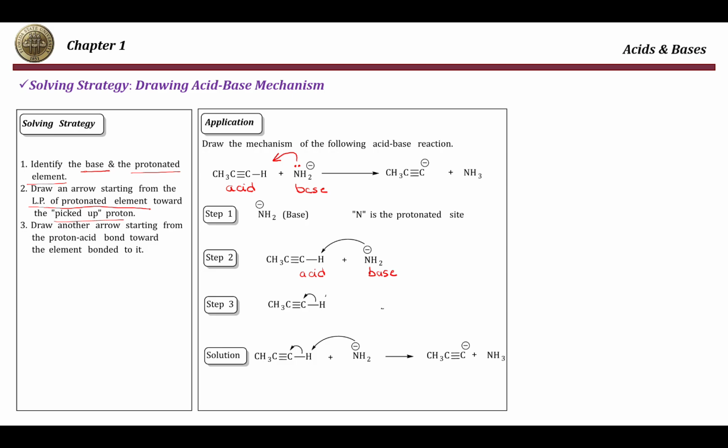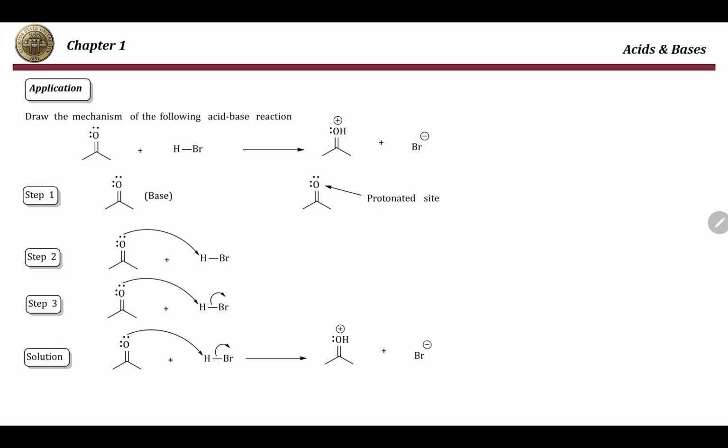So the base is going to use its lone pair to pick up a hydrogen from the acid. Now we have to draw one more arrow, which is similar to resonance. This is definitely not resonance, but similar to the arrows which you use in resonance. And you have to push an arrow from the bond toward carbon, as if you are using one of the resonance rules. So to make a long story short, you should always start from the lone pair of the first element or the base toward the hydrogen of the acid, and then you draw another arrow starting from this point and pointing toward carbon.